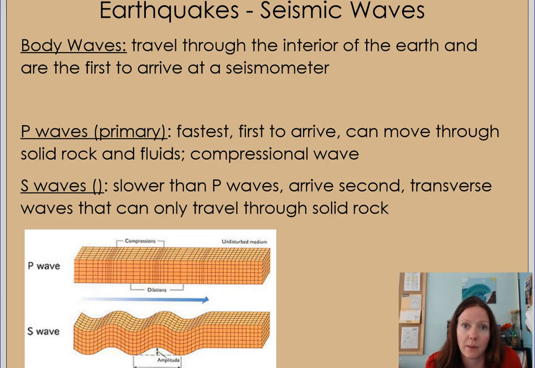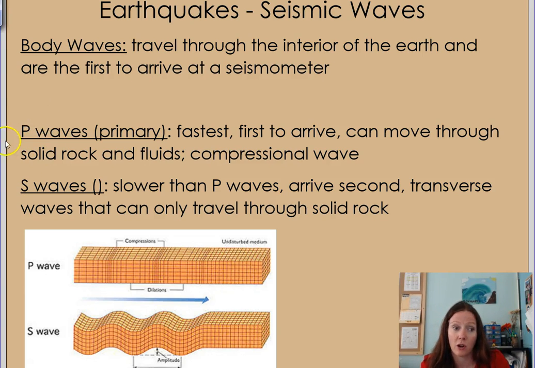The first category is a body wave. And it's called a body wave because it can actually move all the way through the Earth, down into the interior of the Earth. And there are two main types of body waves, the P waves and the S waves.